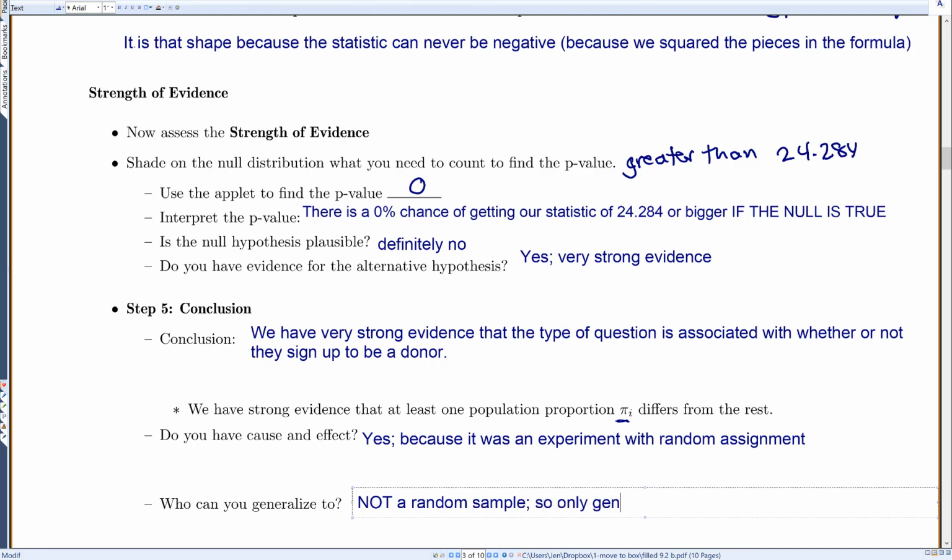So we can only generalize to similar people as in the study. And they didn't really tell me very much about them, so I don't really know what they would be like, but I can't generalize to everyone because it wasn't a random sample.